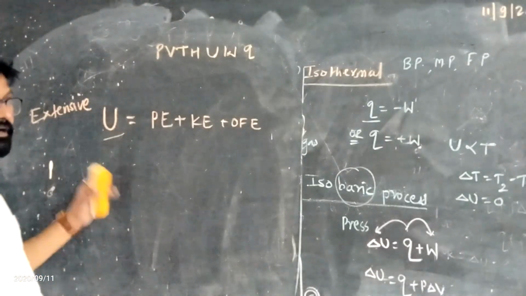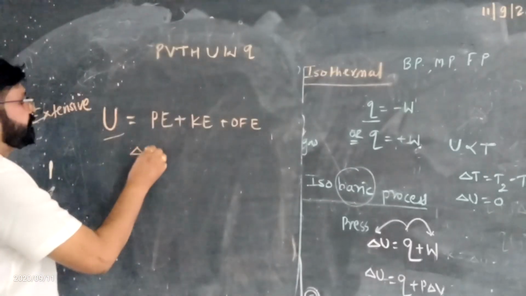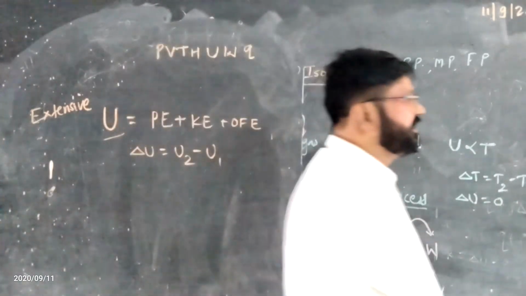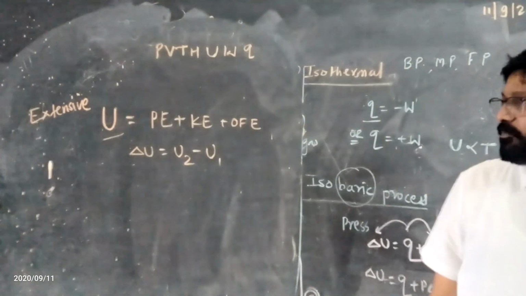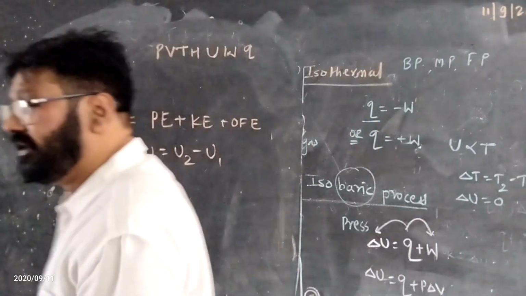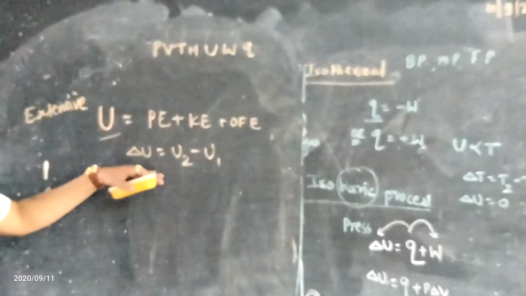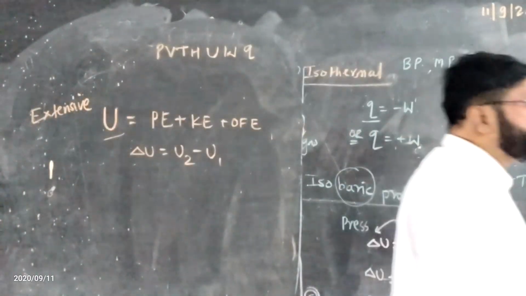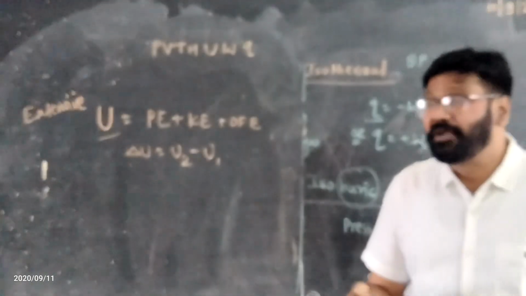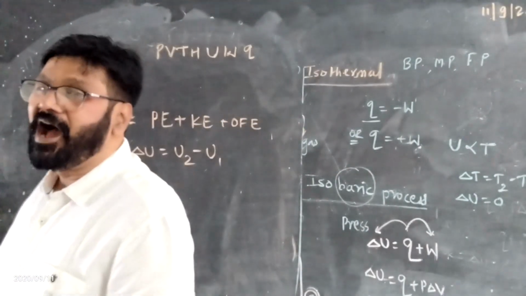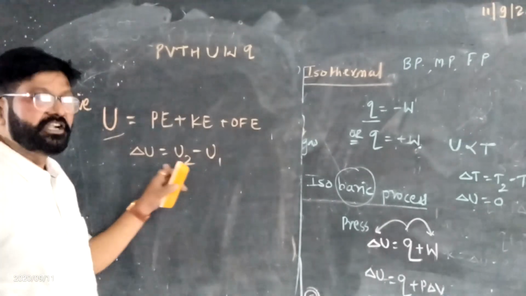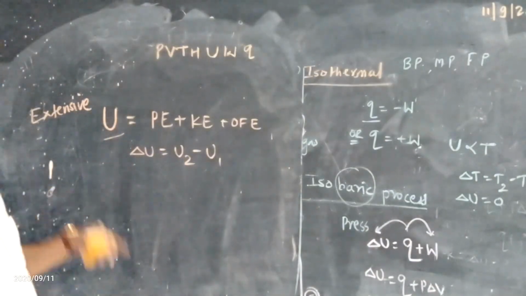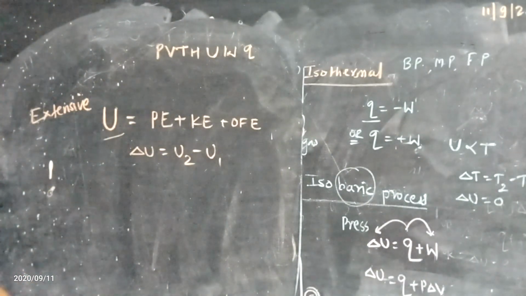It is a state function. It has two states, that is initial state and final state. The change in internal energy is also an extensive property because the sign used is subtraction. The change in internal energy depends upon the value of the initial state and the value of the final state, but is independent of the path followed. Therefore, it is a state function with two states, initial state and final state. It is an extensive property.